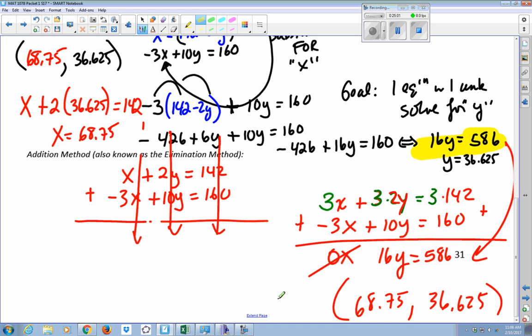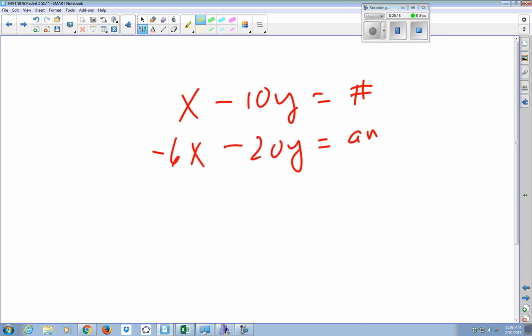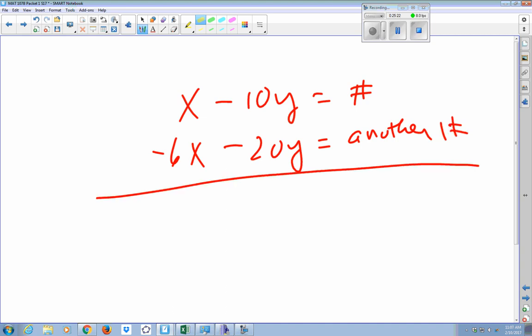So if we want to make up another one, if I had x minus 10y equals some number over here, and I had negative 6x minus 20y equaled another number here, and I was trying to consider which one to get rid of, I would always pick the one that had a positive and a negative. And so I would choose to multiply this top one by what, Jesse? By 6, all the way across, right?